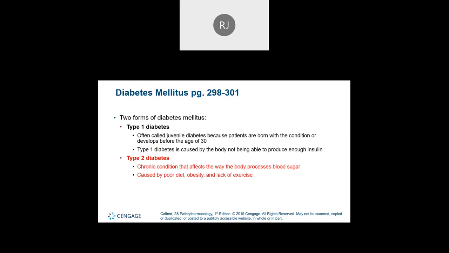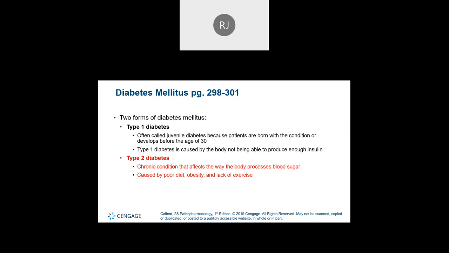Now, there's two forms of diabetes mellitus that you'll hear about, which is type 1 diabetes and type 2 diabetes. Type 1 diabetes is often called juvenile diabetes because patients are born with this condition or they develop it before the age of 30. And type 1 diabetes is caused by the body not being able to produce enough insulin.